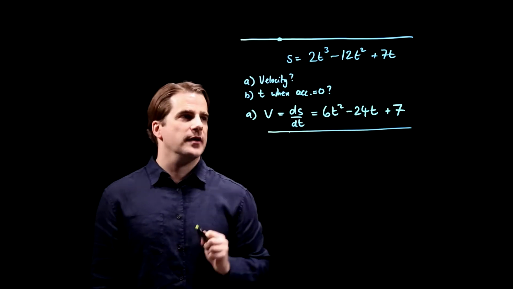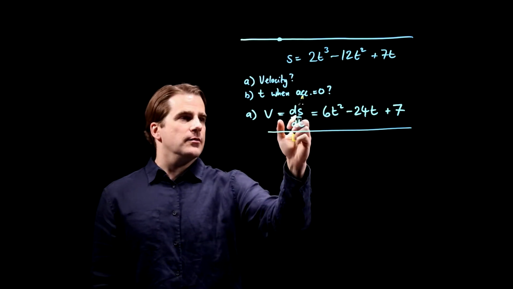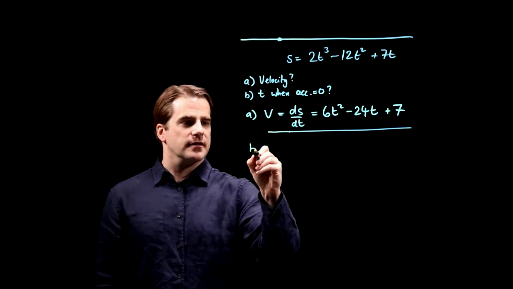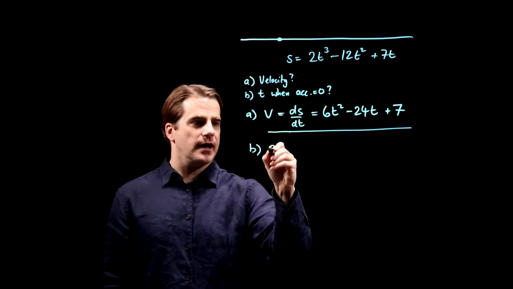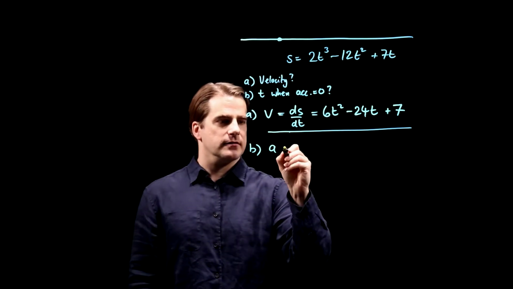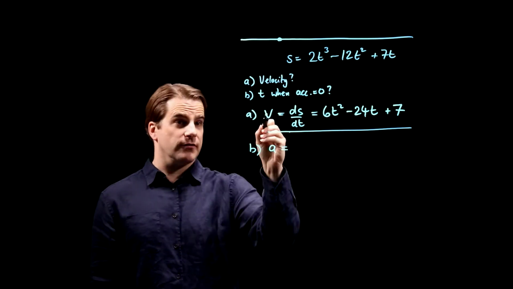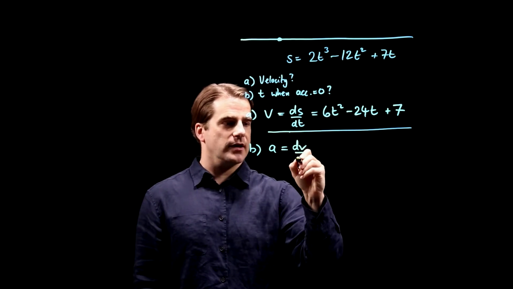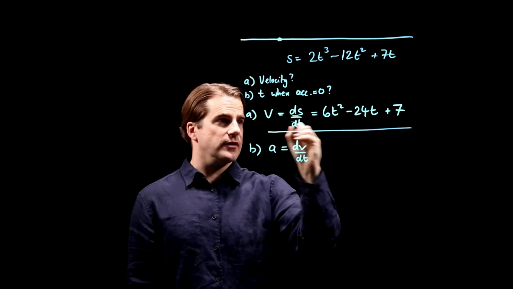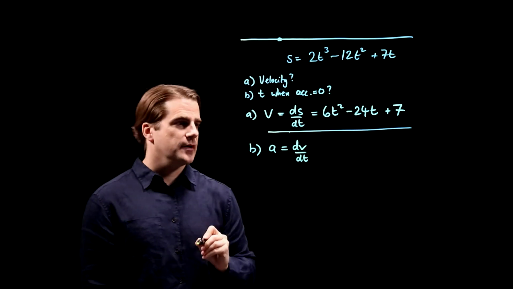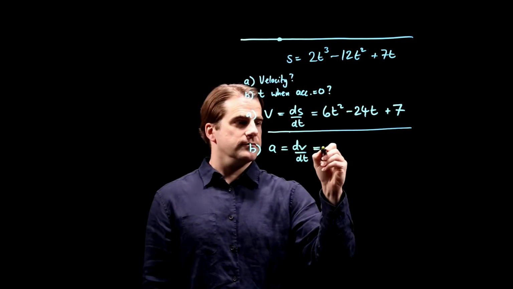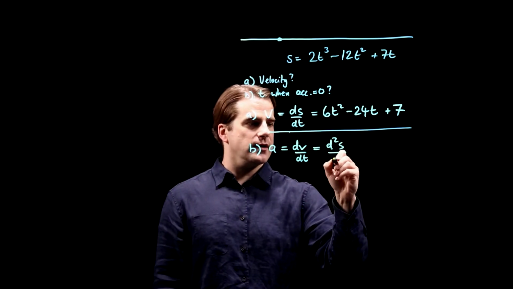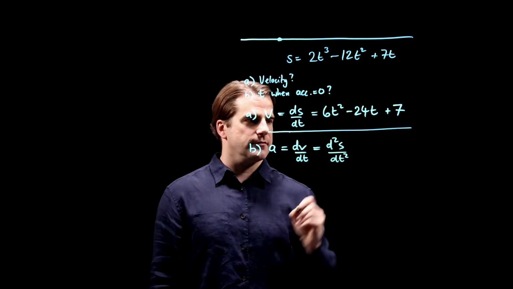Right, the time when the acceleration is 0. We're going to need an expression for the acceleration to solve this. And the acceleration, A, is the rate of change of the velocity. So in other words, dv by dt. So we have to differentiate the velocity, which is that. Which can also be written as d squared s by dt squared.